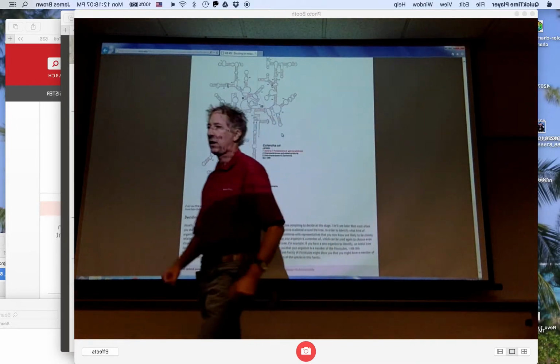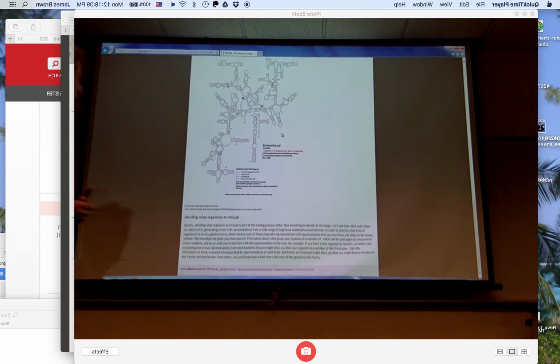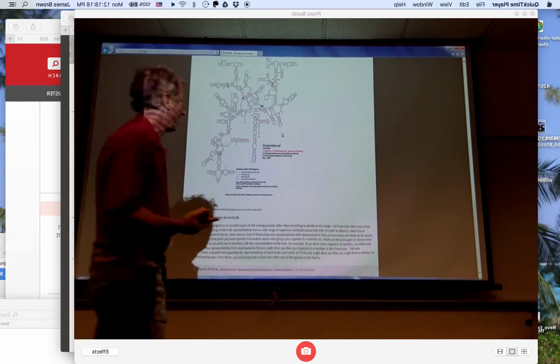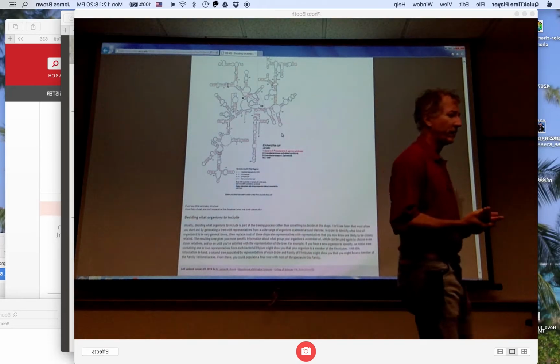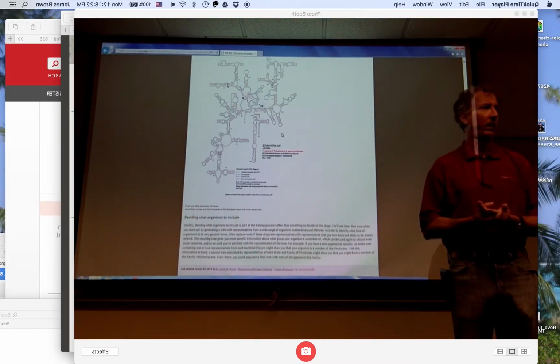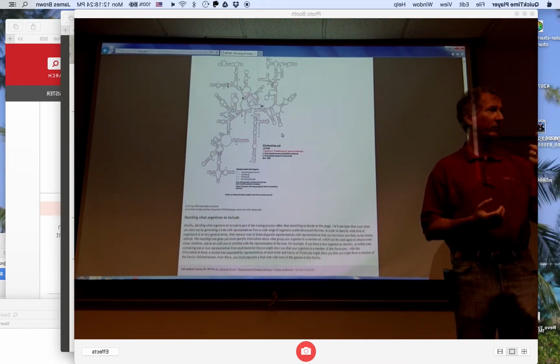Another aspect of deciding what sequences to use is deciding what organisms to include, right? Okay, you've decided on the ribosomal RNA, but what organisms do you include in the tree? Generally speaking, this is something you don't decide in advance. You've got probably an organism of interest that you want to know about. That obviously is in there.